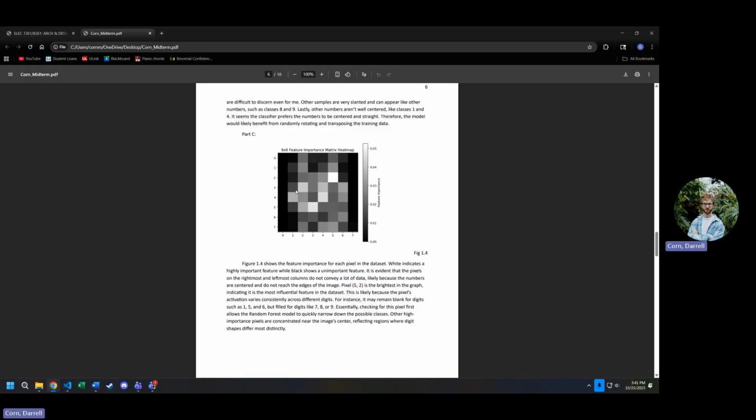And some other ones that are very important are these in the center. It seems to be where, as I put it right here, digit shapes differ most distinctly.